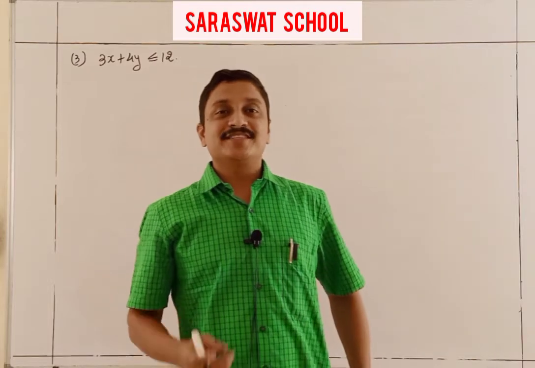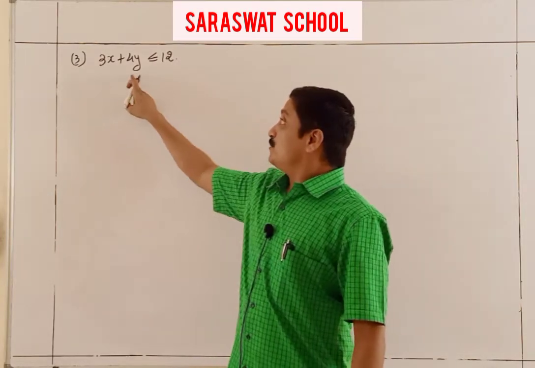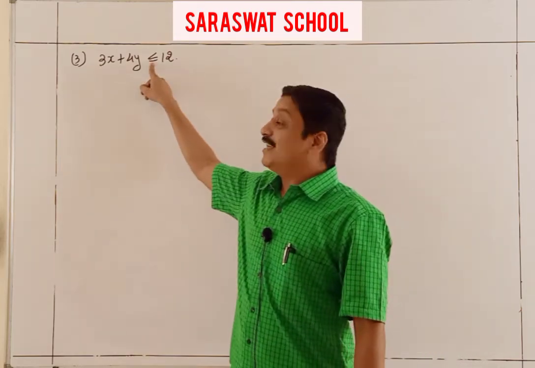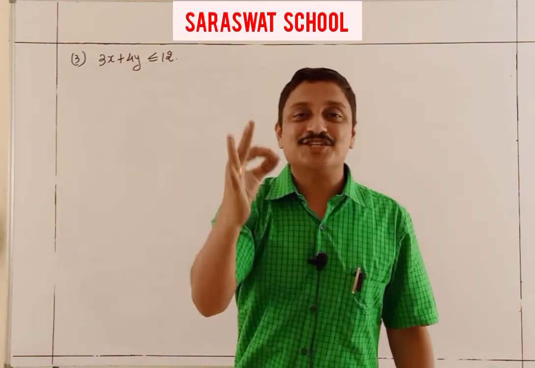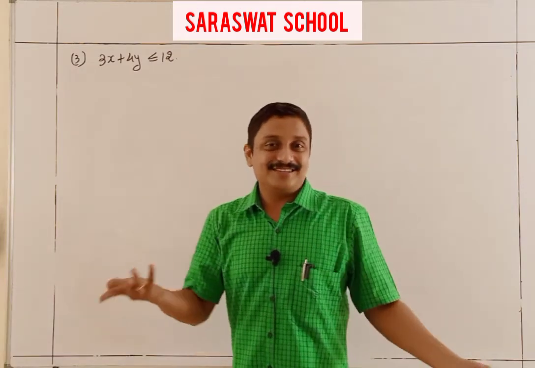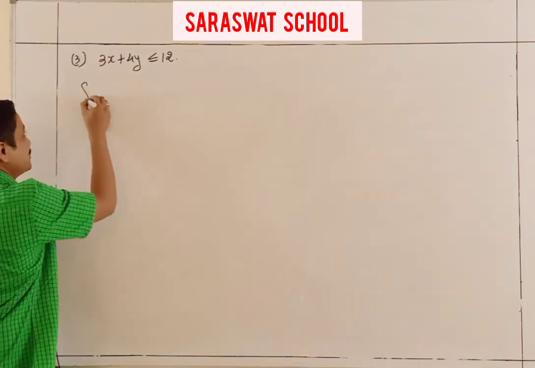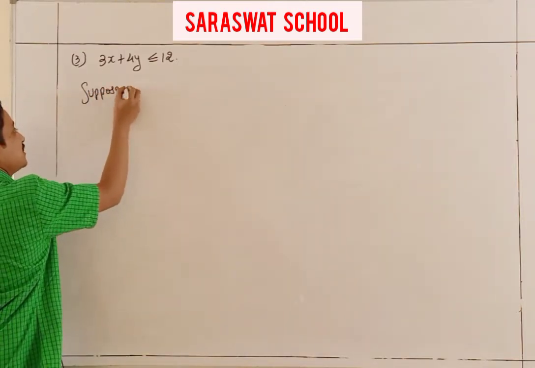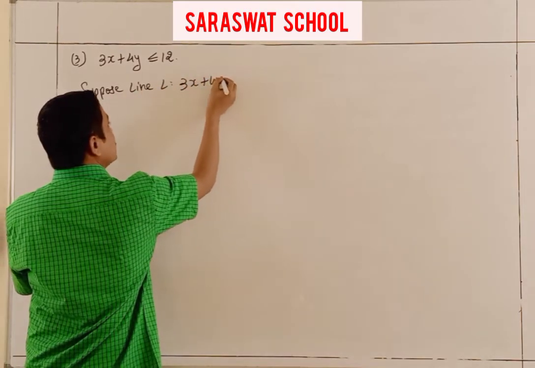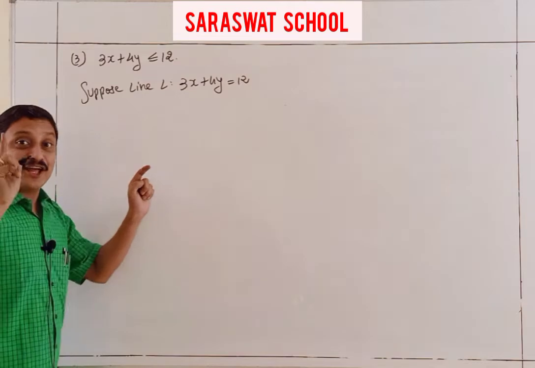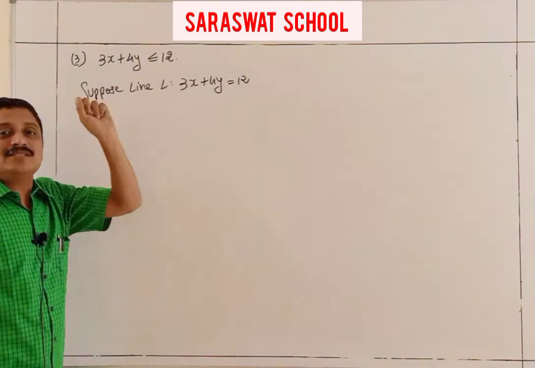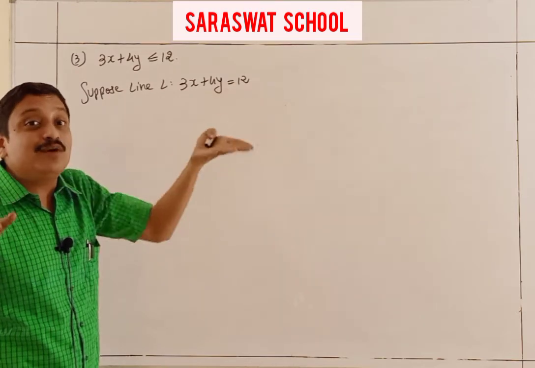Same as students, third question: 3x plus 4y less than or equal to 12. Again, less than or equal to means that at the end I show the answer in a closed half plane. And the solution is the same. Suppose I take one of the line L, 3x plus 4y, you necessarily write down is equal to, and then you can create the line.